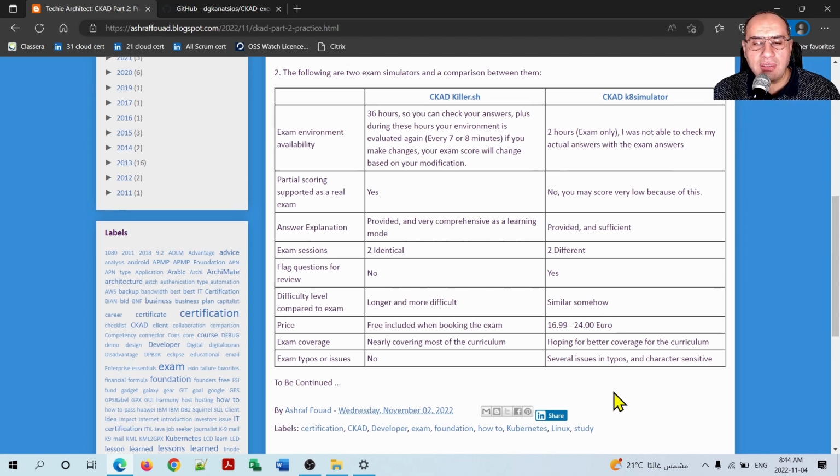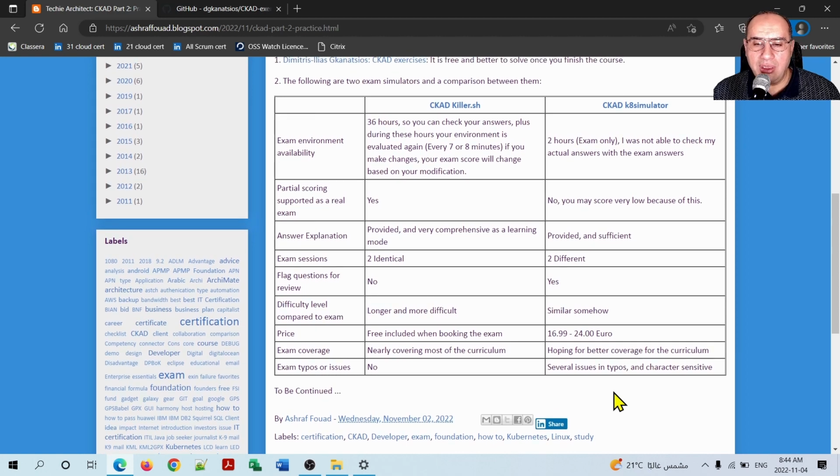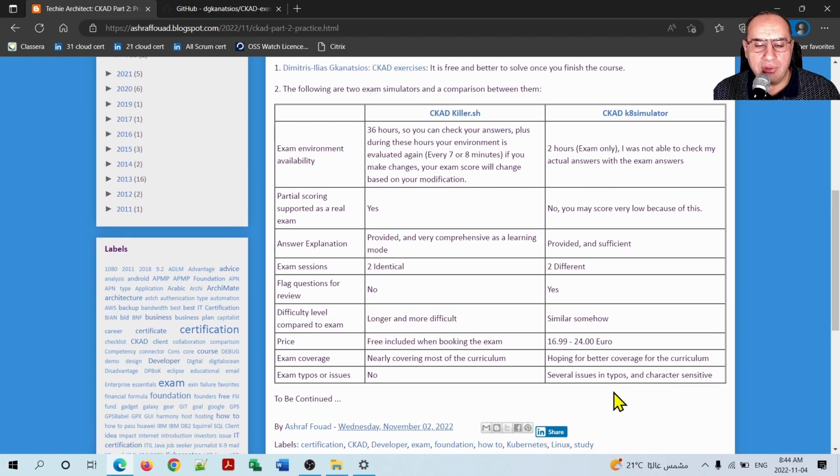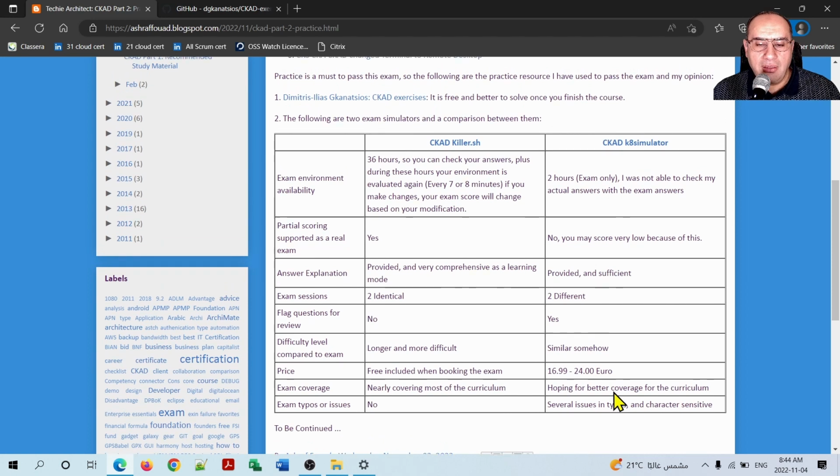So this is the main comparison between the two exam emulators for the CKAD out there. I hope it will provide you information to select the better one. I hope this video provided some help in selecting the right tool for your exam preparation and practice, and I'm waiting to see you in the next video related to tips for the CKAD certification.